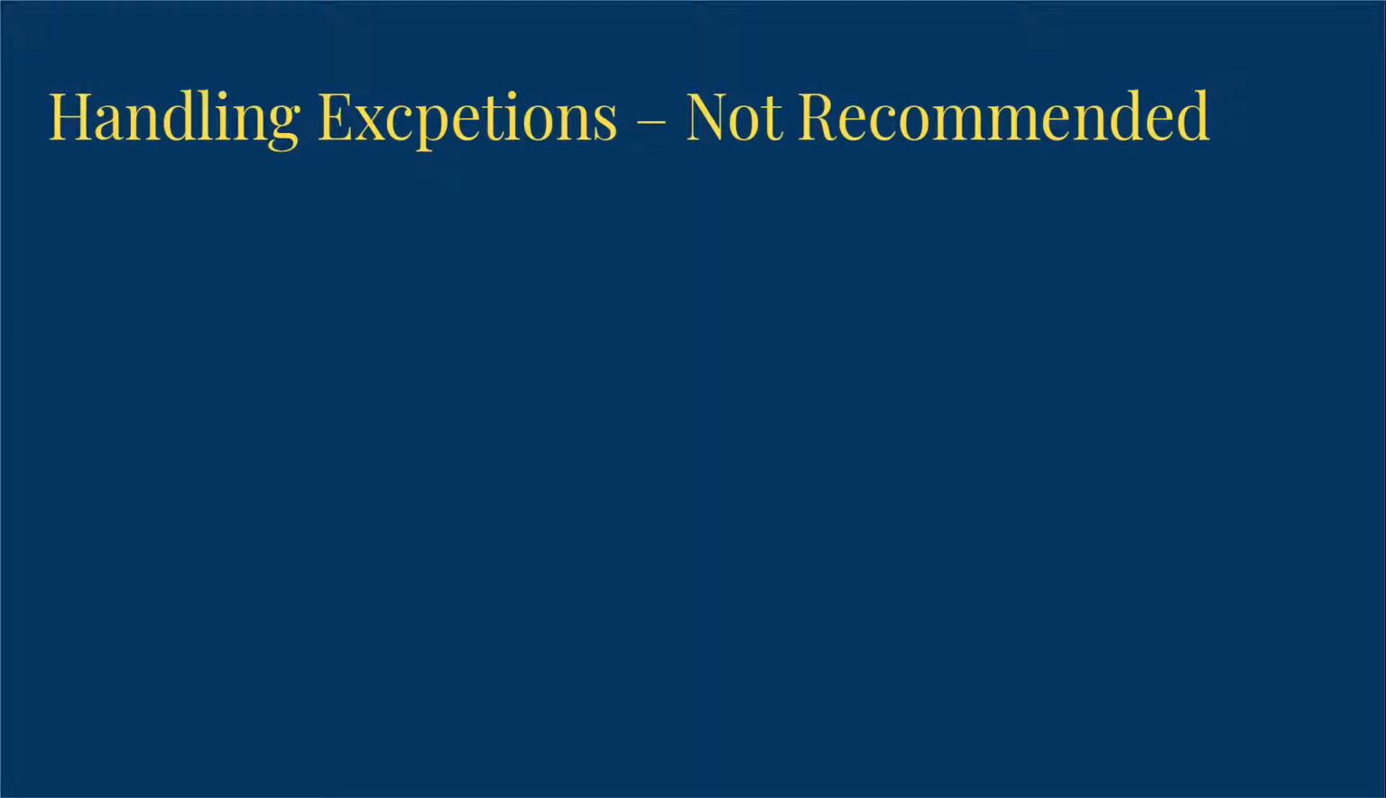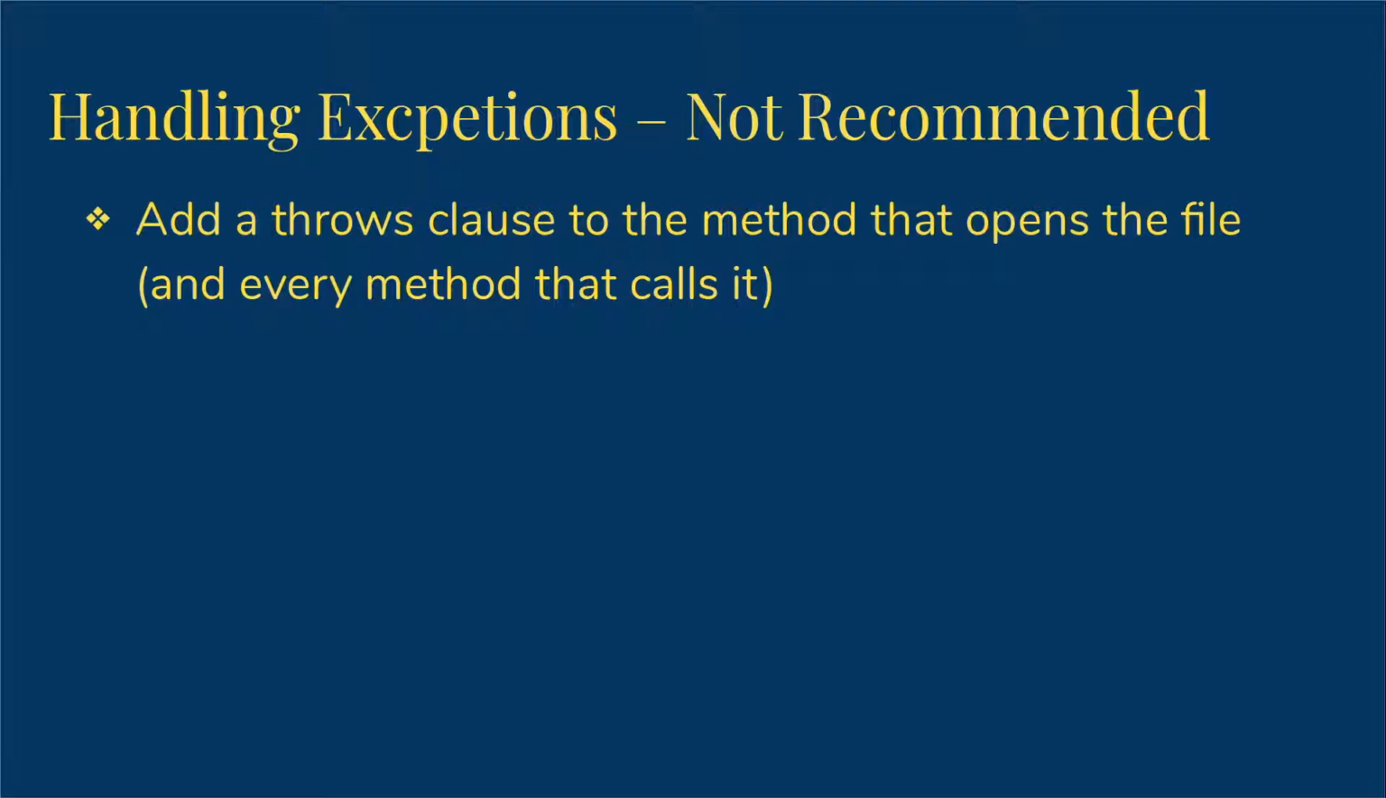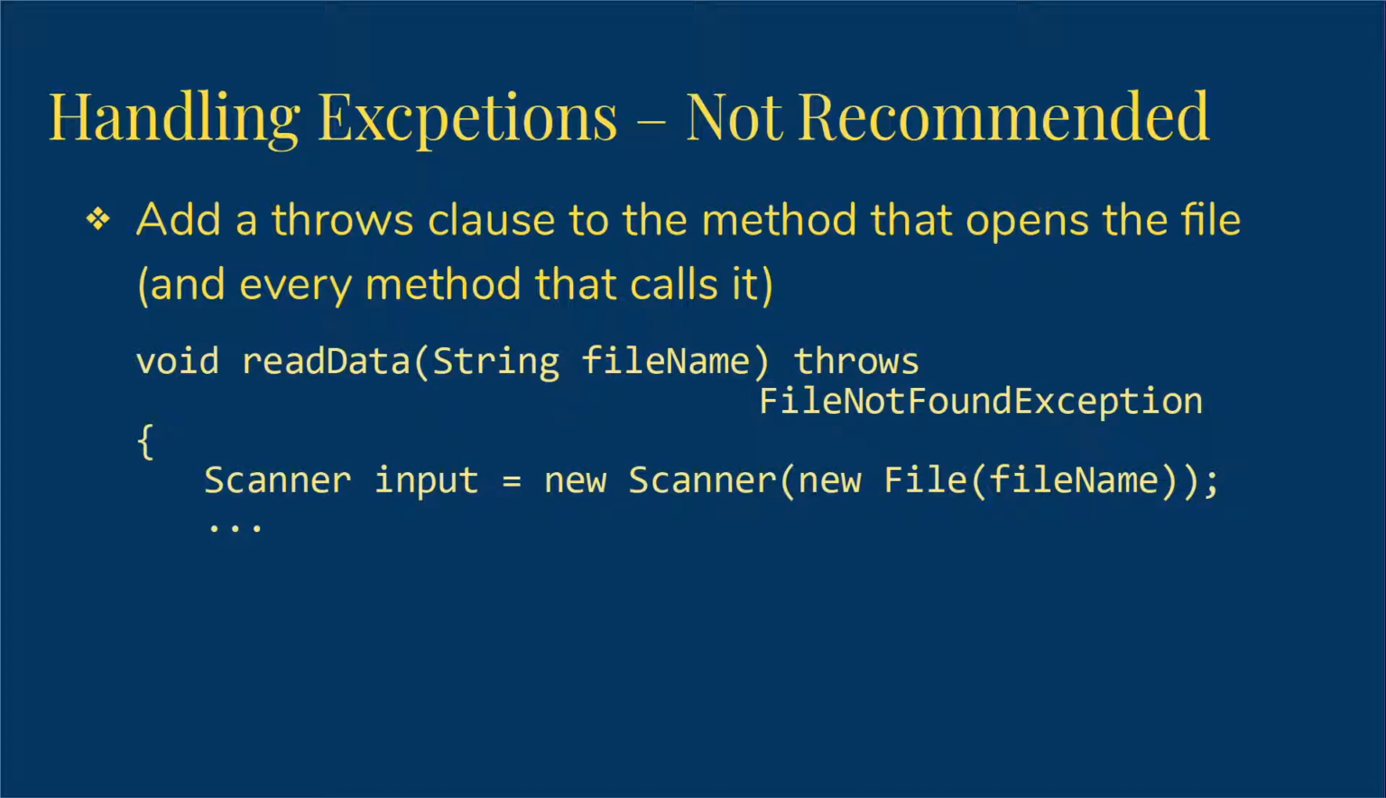We have two approaches to handling the exception: the somewhat easy and not recommended approach, and a slightly more difficult but much better approach. The first option is to add a throws clause to the method that opens the file. This is pretty straightforward. We just add the words throws FileNotFoundException after the closing parenthesis of the parameter list. And then we add the same phrase to every method that calls this one, and every method that calls any of those methods, and so on all the way back to main. This also doesn't actually handle anything. If the file is not found where it should be, the program will crash with an error message, just as you've probably seen with other exceptions.